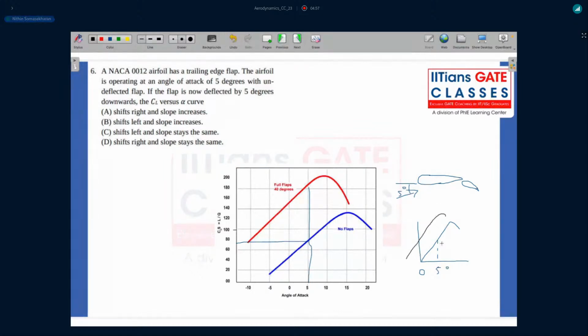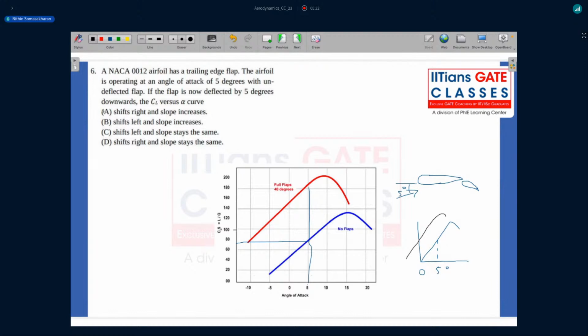And this reduction in the stall angle of attack, as you can imagine, is because for a given angle of attack, you're increasing your CL over your airfoil, and hence you're reaching your stall angle of attack a little bit faster than usually you would be reaching.